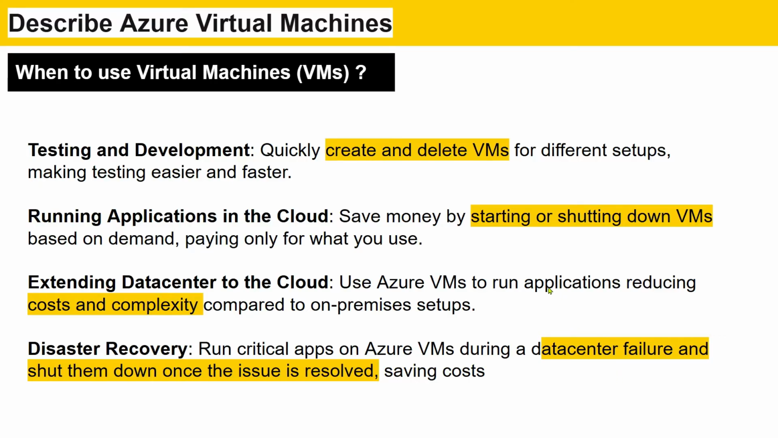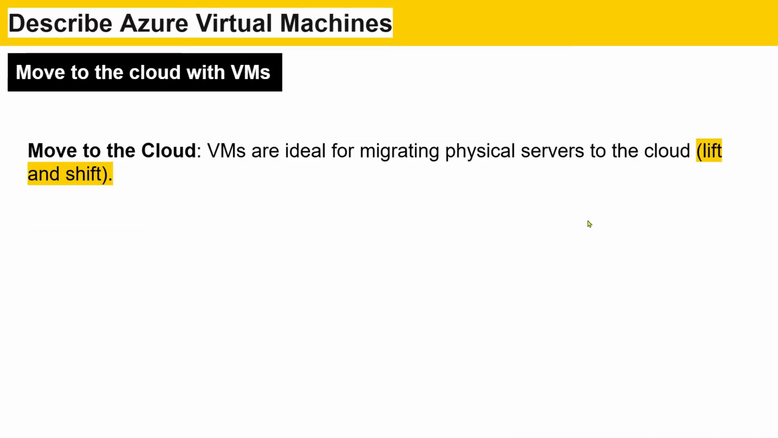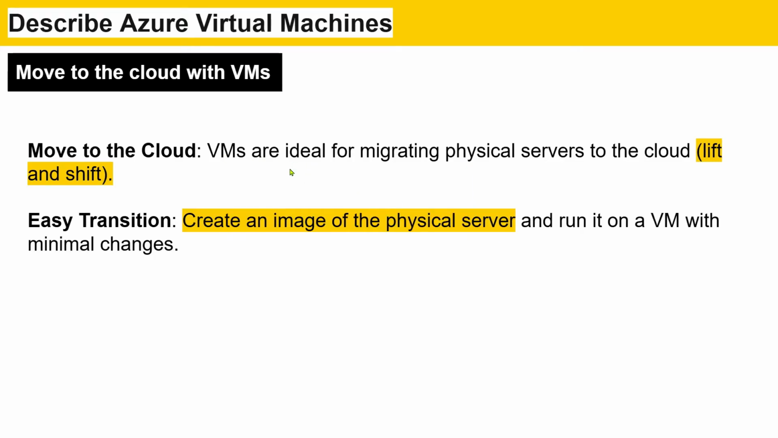So these are some of the areas where you can think of going for a virtual machine. Moving to the cloud with VMs. VMs become an ideal choice when you think of migrating from physical servers to the cloud. So the term that we have already heard about, lift and shift: whatever you have on your physical servers, you can lift and shift to the cloud VMs.